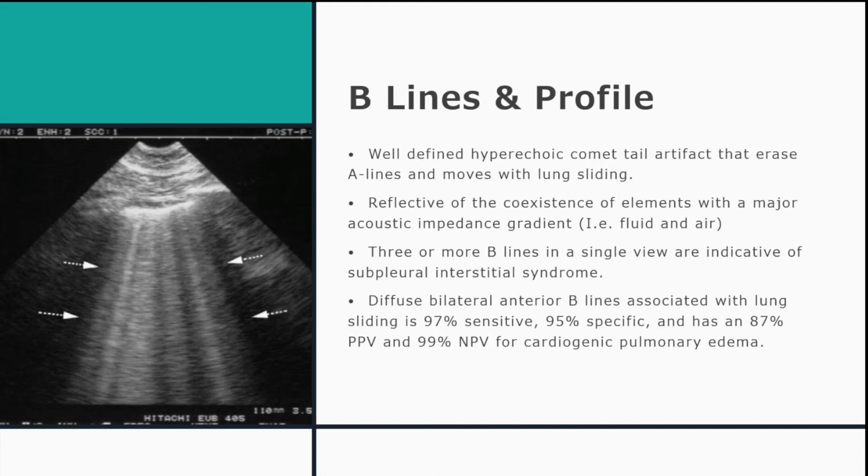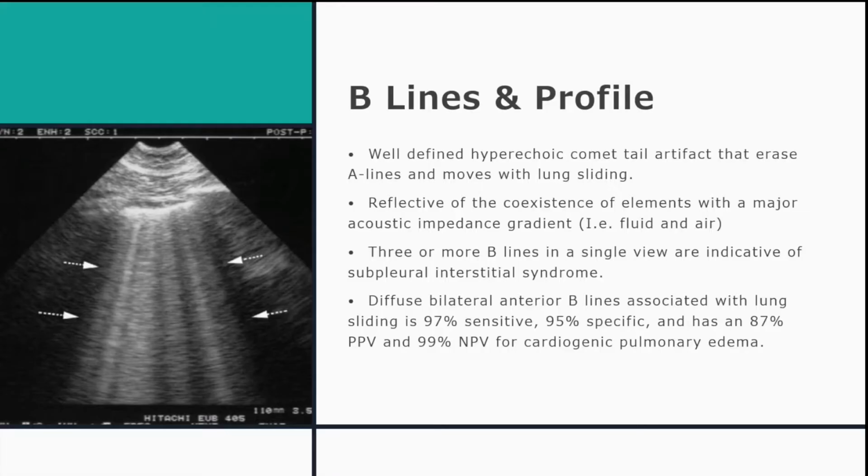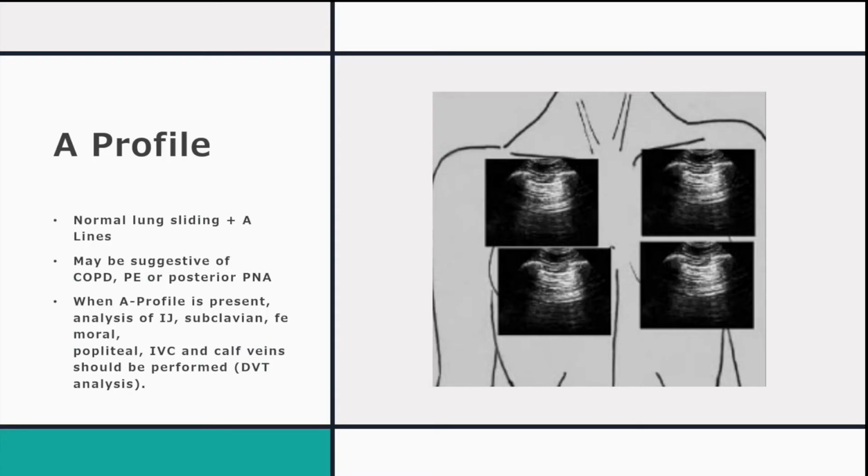And so if you look for this in 3 different lung zones, and you find the B lines, that would be indicative of a B profile. And if you go back, you would see that that would tell us a diagnosis of pulmonary edema. We would know that we need to diurese and treat accordingly. Okay, so this is the point where Jonathan will take over and present the rest.